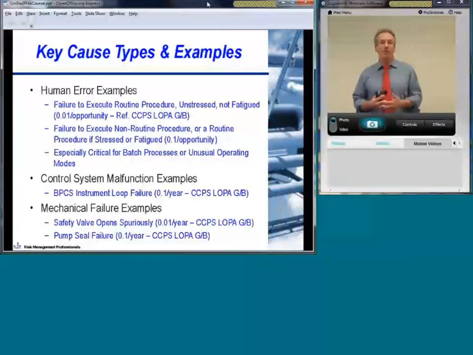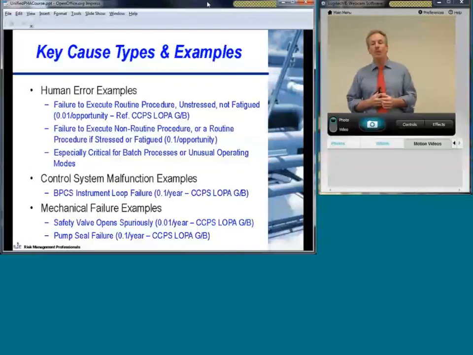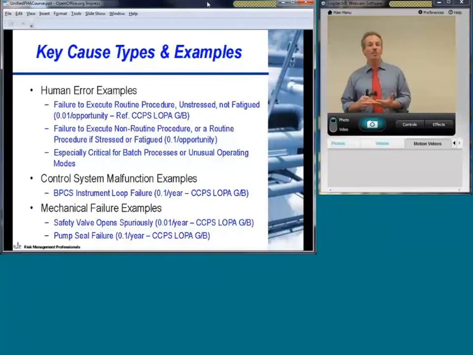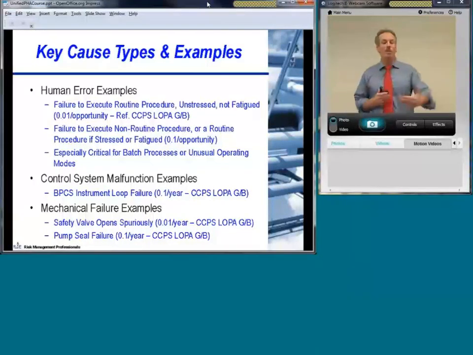For control system malfunctions, basic process control system instrument loop failures are quoted as 0.1 per year, also out of the LOPA guidebook. These are things that can occur, that do occur. A lot of people take care of that with smart sensors. They take care of it with voting logic and using multiple detectors. A lot of things can be pulled into play, but basic instrument loop failure people usually look at as 1 in 10 years causing a failure.